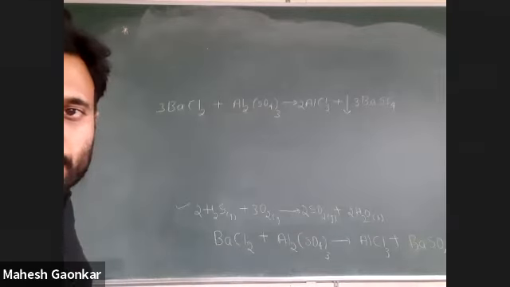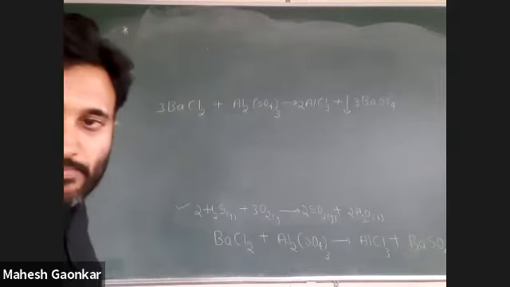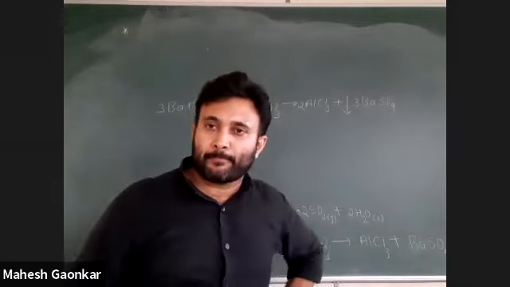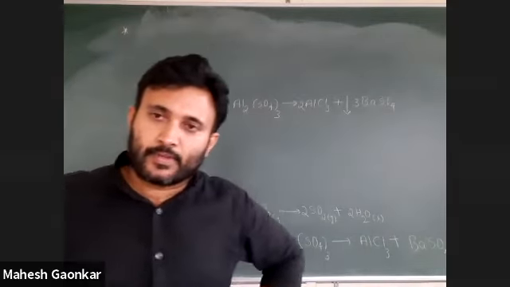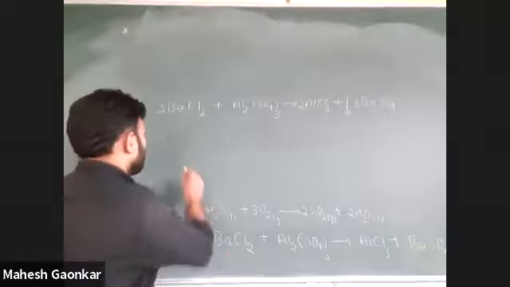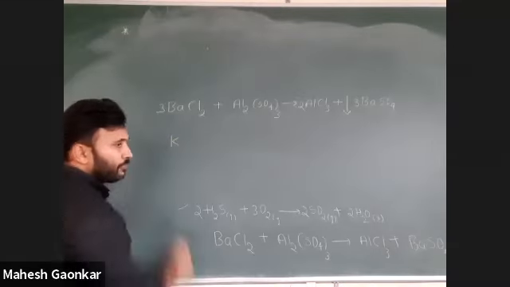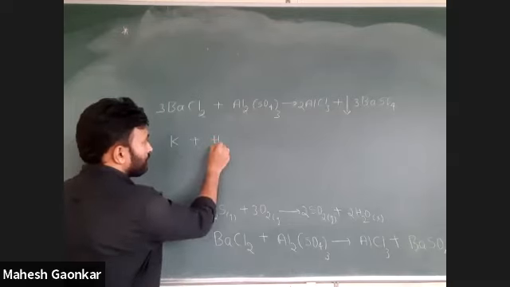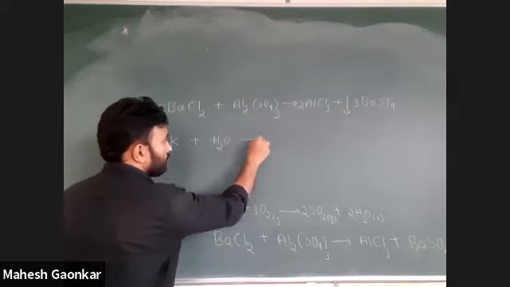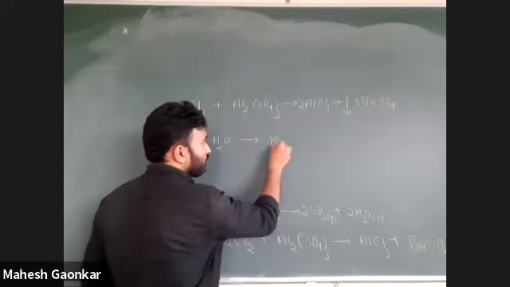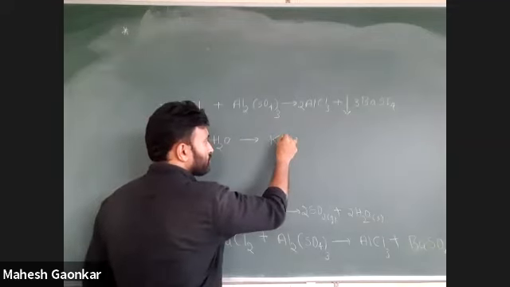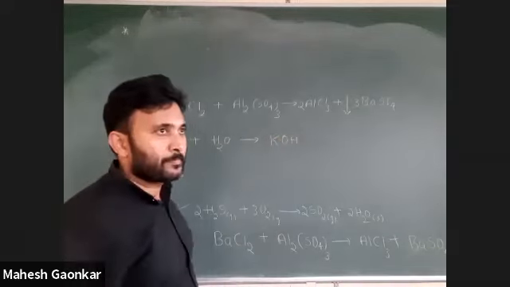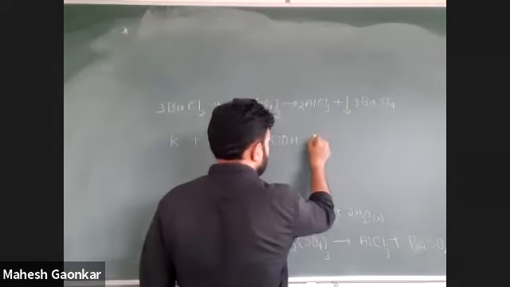Can you write this? Yes, next one. Potassium metal reacts with water to give potassium hydroxide, formula KOH, and hydrogen gas. Right.